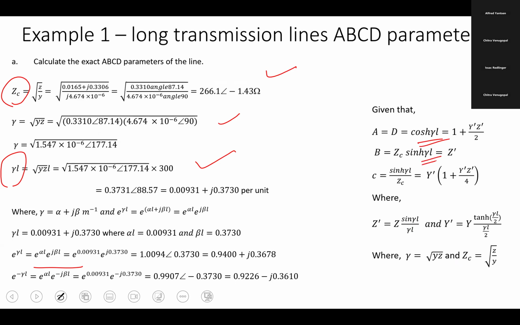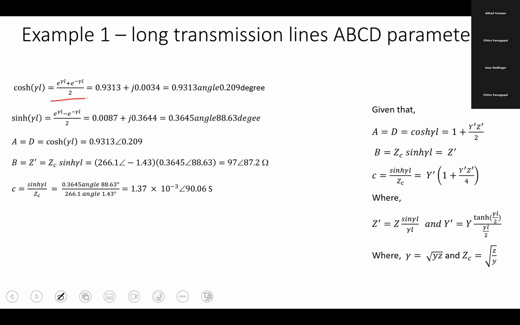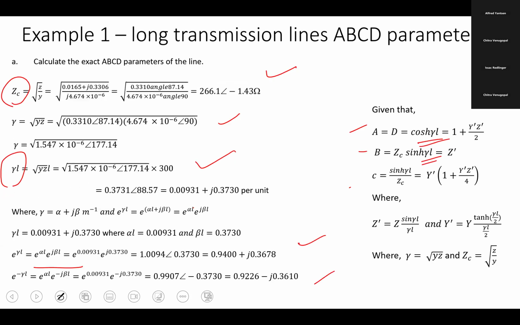It is sinh and cosh. What is sinh and cosh? E power gamma L plus e power minus gamma L divided by 2 is your cosh. E power gamma L minus e power minus gamma L divided by 2 is your sinh. Substitute those basic equations and calculate the A, B, C, D parameters. Cosh, sinh, and you can calculate this value here. It's a straight substitution of the values. So the first thing you need to do is calculate ZC, then calculate gamma and gamma L, then the rest of the things are the same.